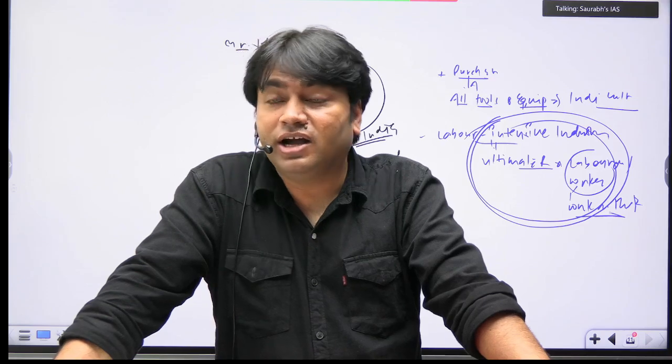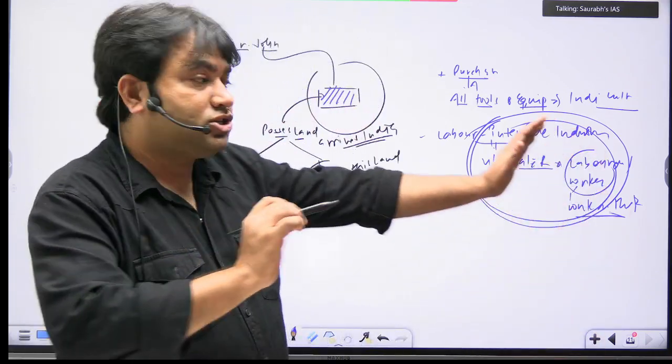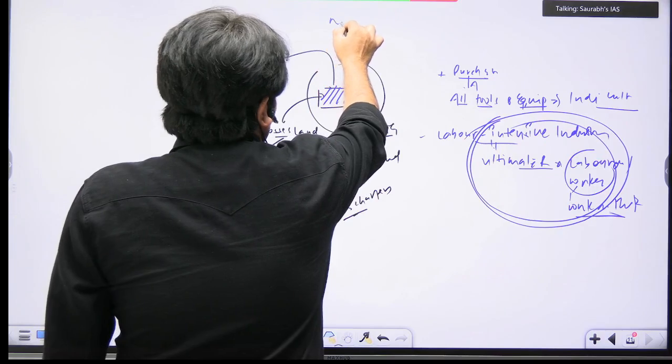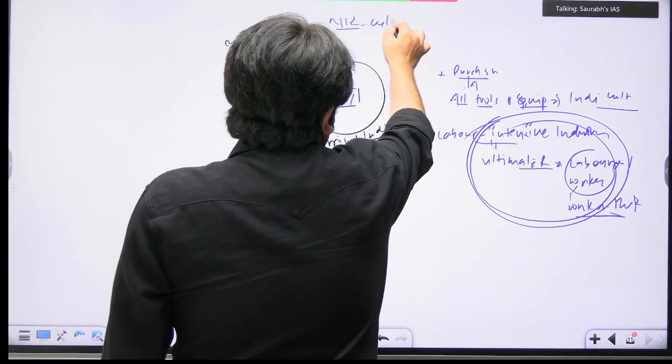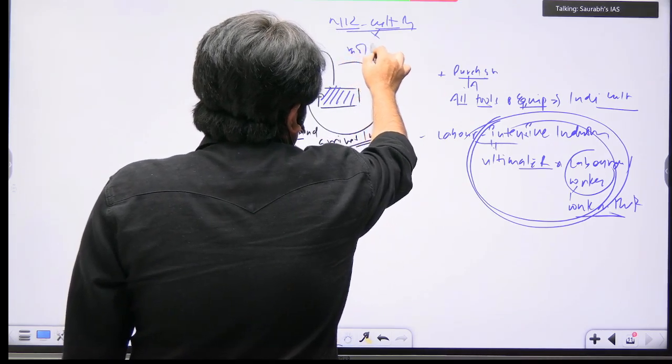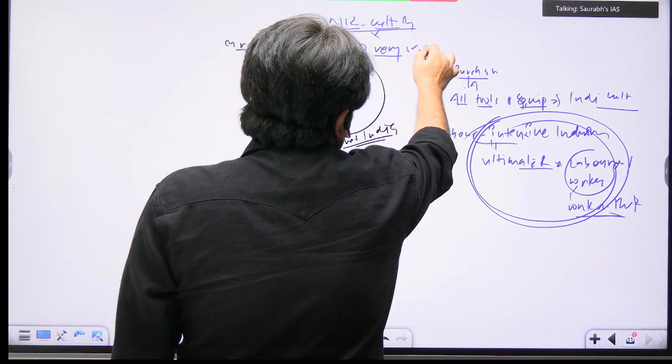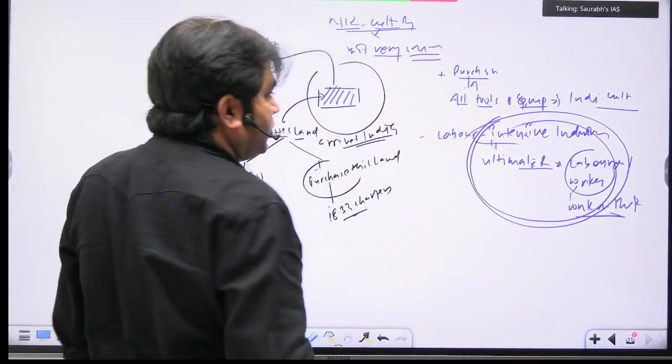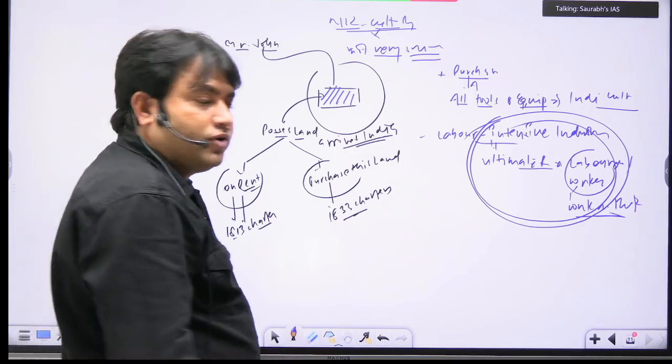ये model क्या हो जाएगा? Fail हो जाएगा. And this model is called niche cultivation method. इसी को क्या कहते हैं? Niche cultivation method. This model was not very much successful. What is the reason here?